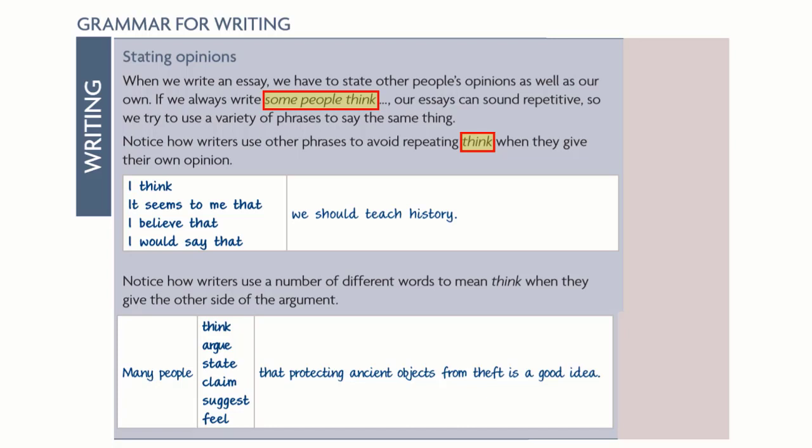Notice how writers use a number of different words to mean "think" when they give the other side of the argument. Many people think, argue, state, claim, suggest, or feel that protecting ancient objects from theft is a good idea. See how many verbs have been used to convey the same idea. You can also give variety to your writing by using different verbs.